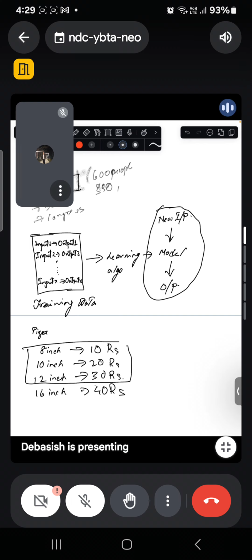So we have to feed this data to the system, feed the machine with these inputs. Then it might be able to produce the output. We also have to mention that if 4 inch increases, the price will increase by 10 rupees. By this kind of logic, the machine will be able to tell that a 16 inch pizza costs 40 rupees. This is a very simple example.